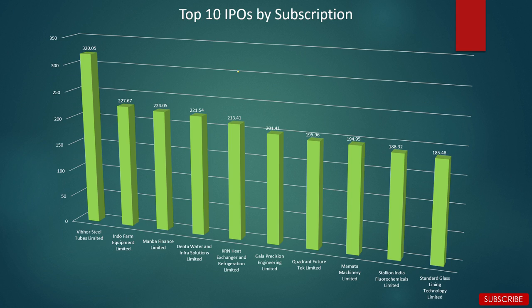This graph shows the top 10 IPOs by subscription. So these are the top 10 IPOs by subscription. 320 times, this IPO was subscribed 320 times. The others were not too bad either. There were 10 IPOs which were subscribed more than 185 times.